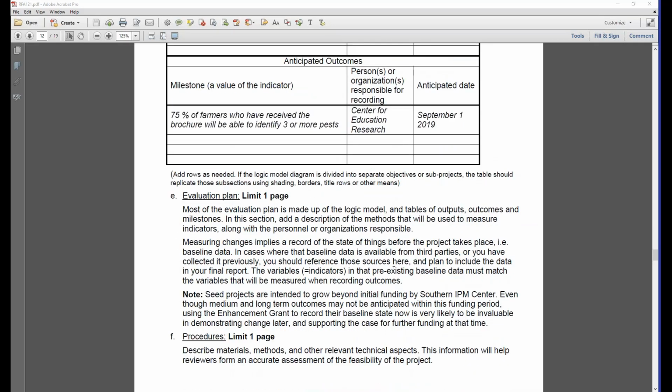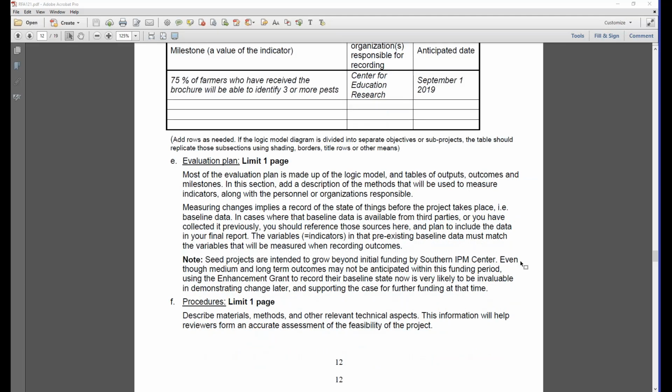Evaluation plan is, well, I think well described here, but do call me if you have any questions, me specifically now, Jean-Jacques Dubois, here at the center, if you have any questions regarding the evaluation plan.